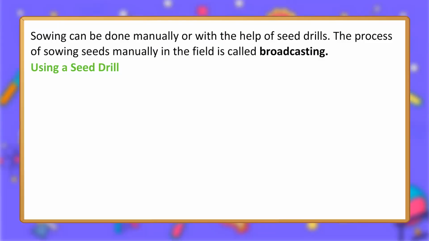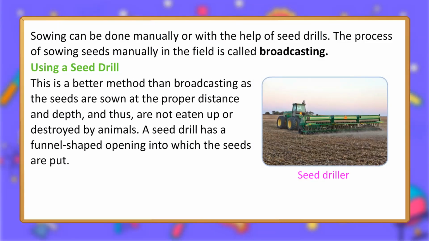Using a seed drill is a better method than broadcasting, as the seeds are sown at the proper distance and depth, and thus are not eaten up or destroyed by animals. A seed drill has a funnel-shaped opening into which the seeds are put. Seed driller.